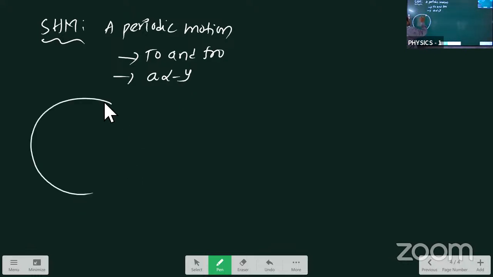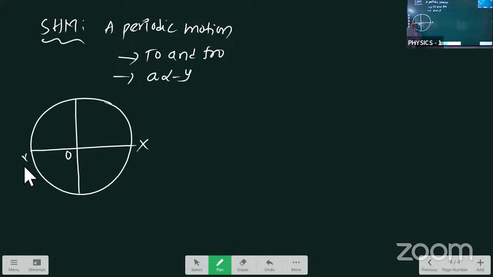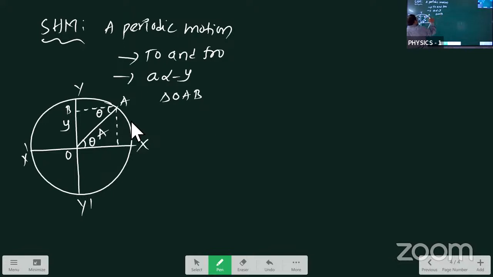Then after the diagram, see here, student: X, O, X dash, Y, O, Y dash. A, the dot, is nothing but an imaginary point, with angle theta. This is Y, this is A. You can take any name, no problem, student. I took OAB. From triangle OAB, first of all, what is the angular velocity? Omega.